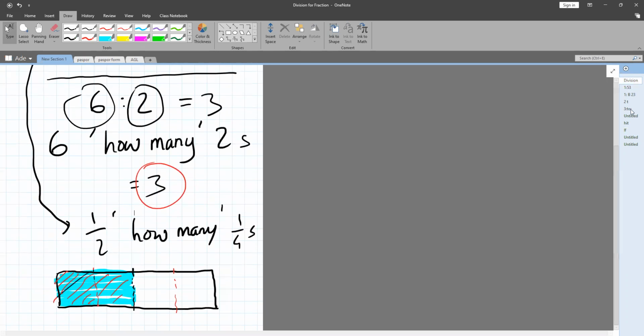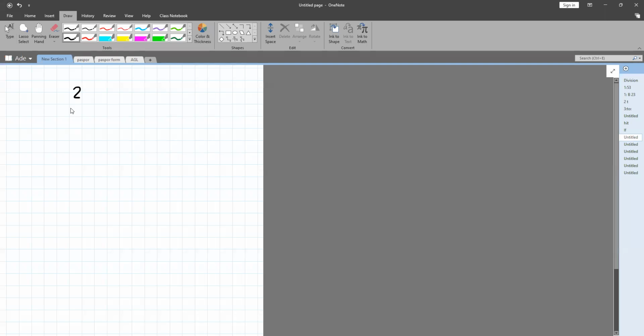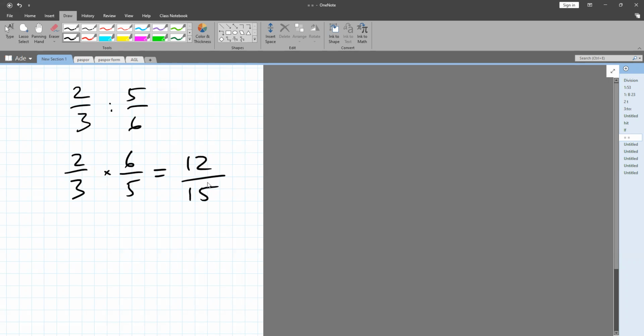So now let's do something very general. For example, if you have 2 on 3 and then you want to divide by, let's say, 5 on 6. You flip the 5 on 6, so that's a 6 on 5. And then you times 6 by 2, which is 12, and then 12 on 15. And that's the answer.